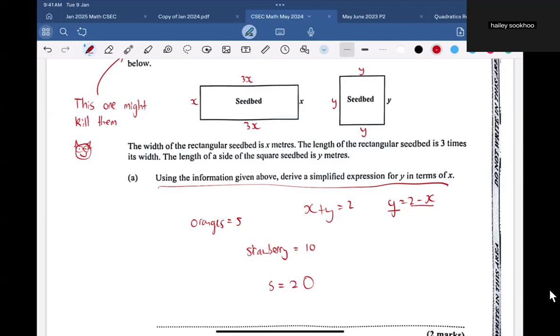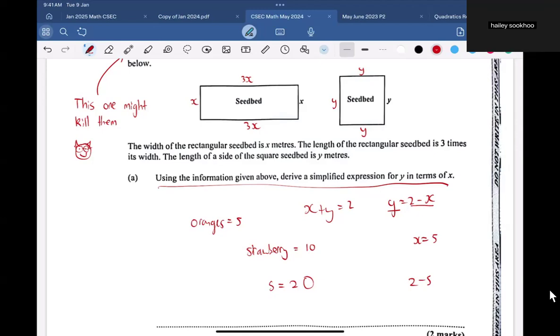So they just want you to make y the subject of the formula. They want me to find y in terms of x. In other words, what is y equal to in terms of x? If I know x is equal to 5, to find y I would just say 2 minus 5. So I could find y because it is in terms of x. I trust you fully understand it now.